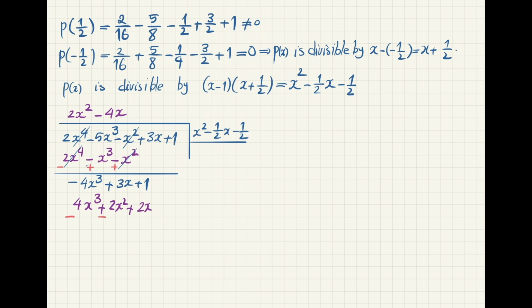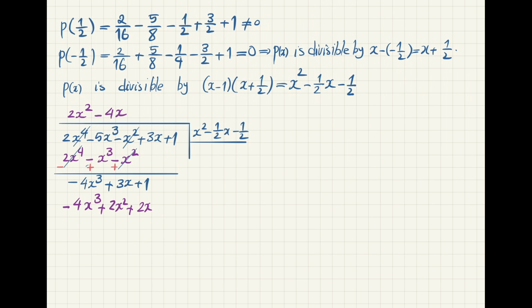Sorry, I made a mistake here. So this was positive, this was negative from the beginning. Yes, you see minus 4x times this becomes minus 4x cubed. And if I multiply it here, it becomes positive 2x squared and positive 2x. Yes, everything is right now.